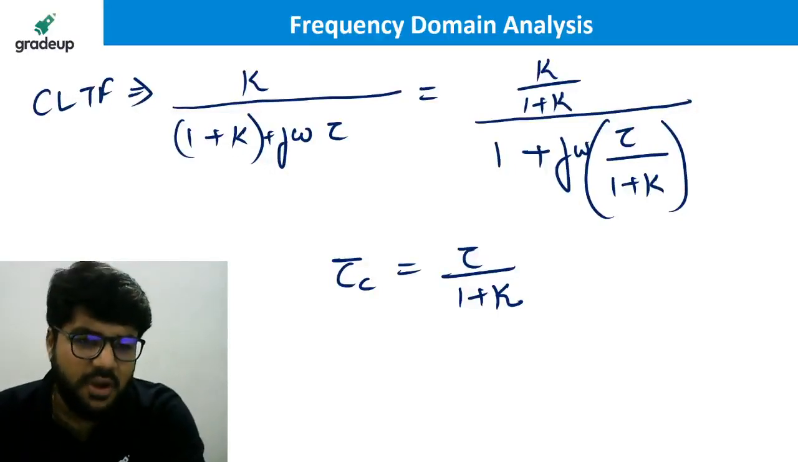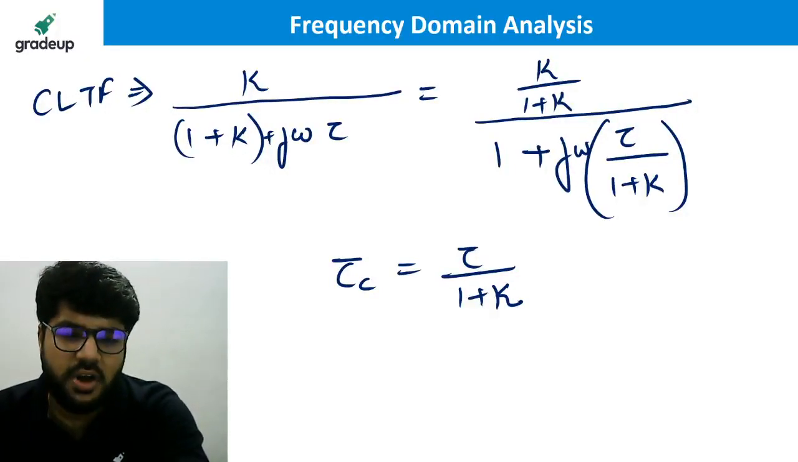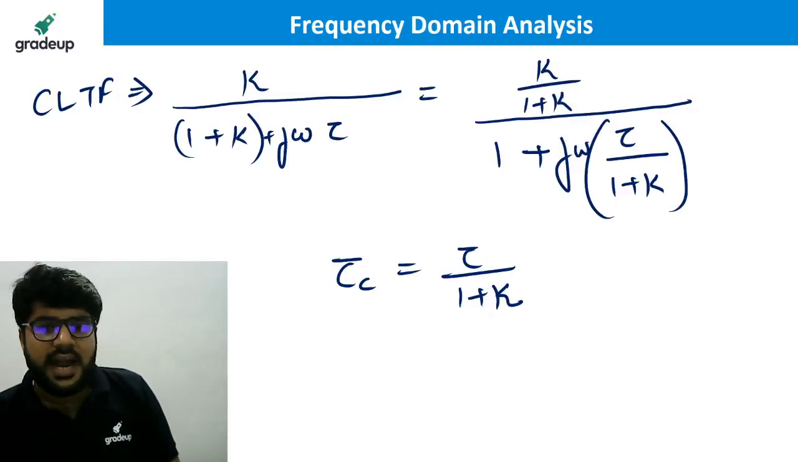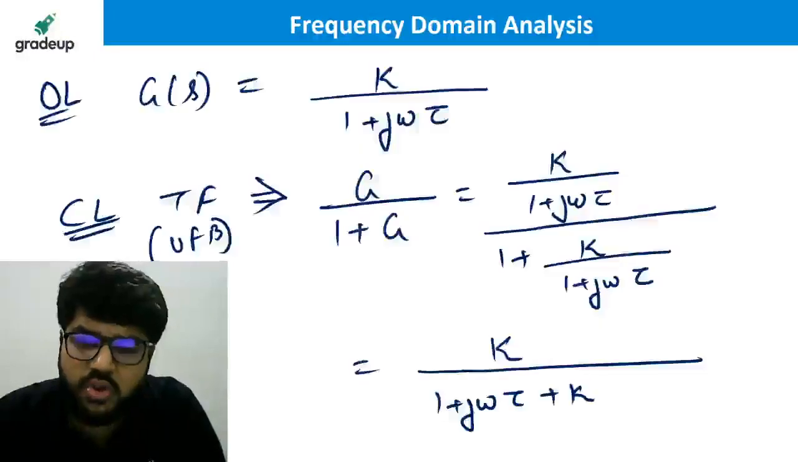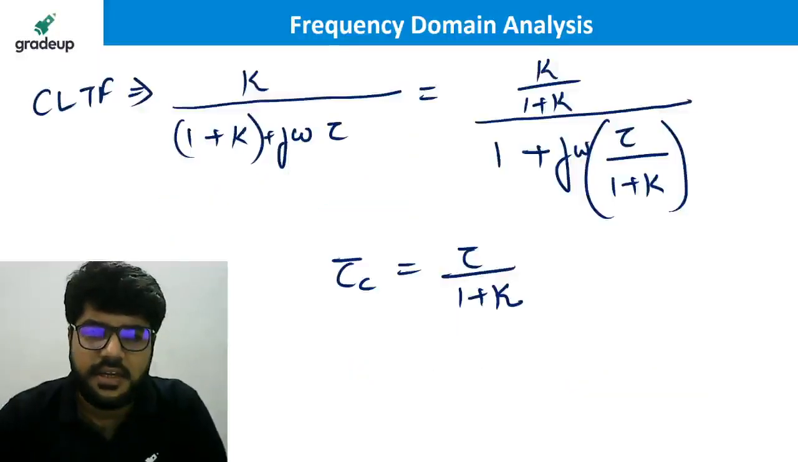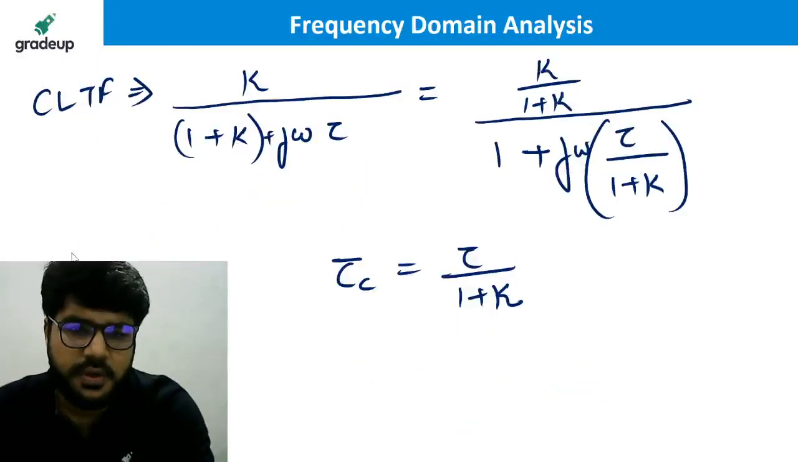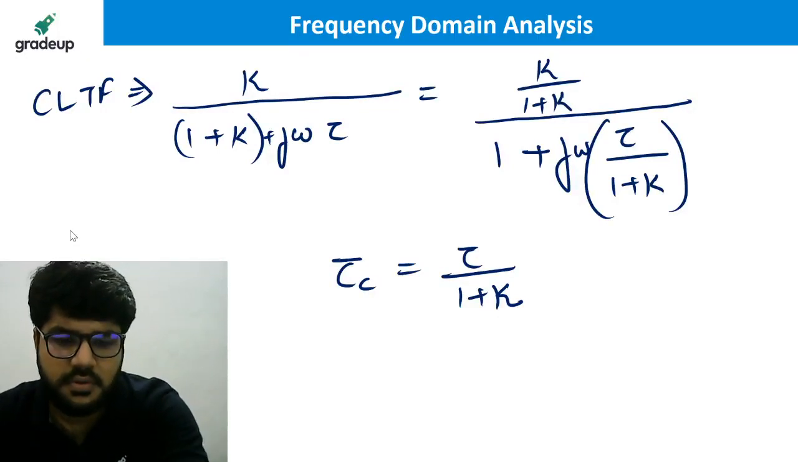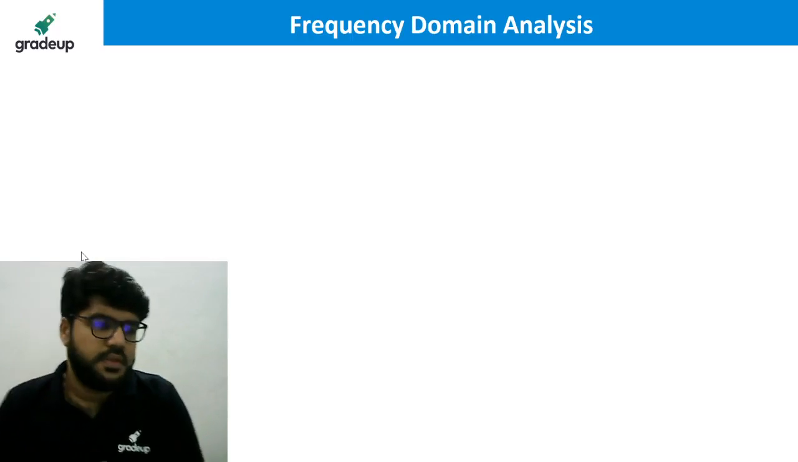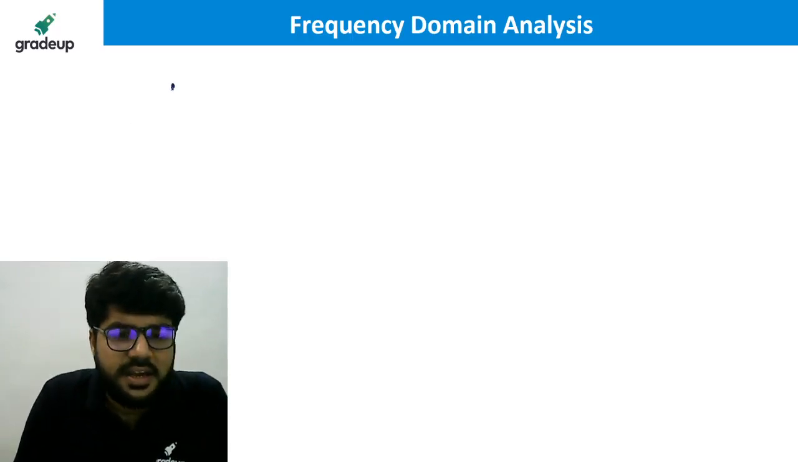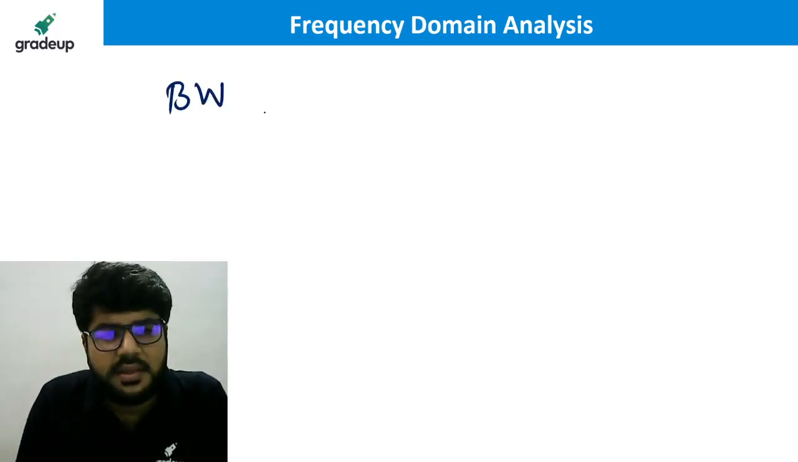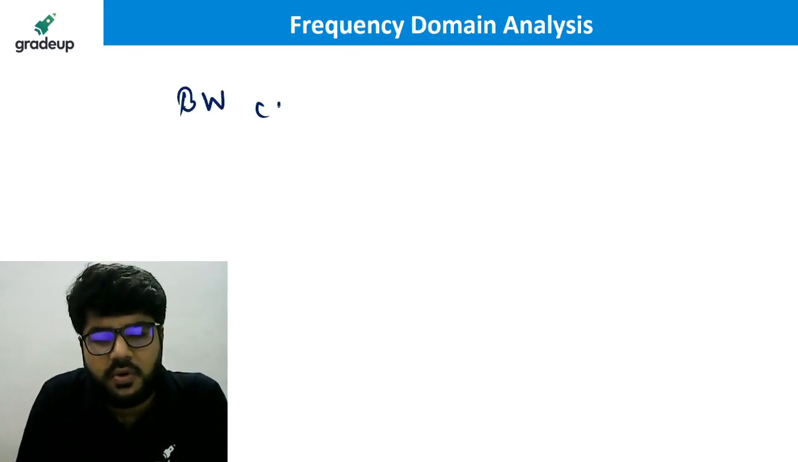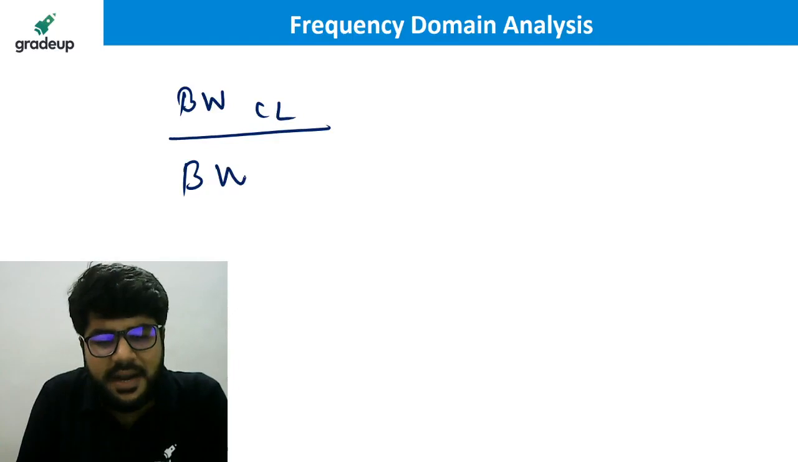The effect on time constant is not the question. The question is on bandwidth, the ratio of the bandwidth of closed loop to open loop. Just a second. Right, Girish Reddy, correct answer. What is the bandwidth of closed loop divided by the bandwidth of open loop?